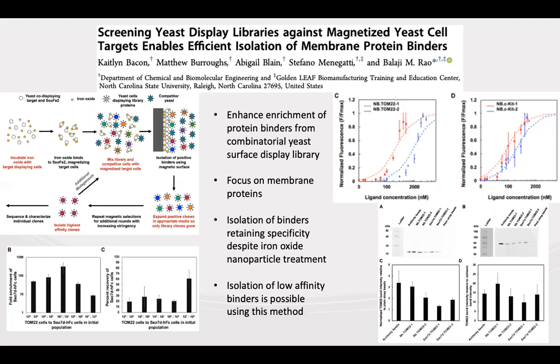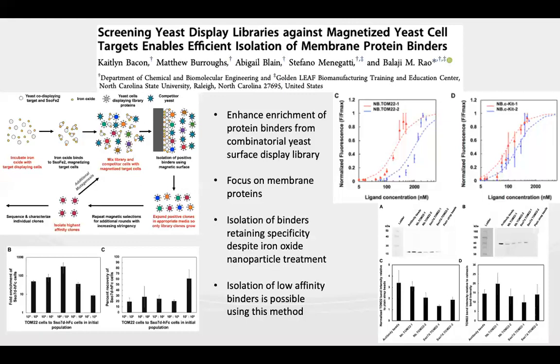The authors were able to successfully co-express the target and iron oxide binding protein. Once they were able to do this, they wanted to examine various proteins that were expressed on yeast cells that were magnetized, proteins that had known binder proteins.